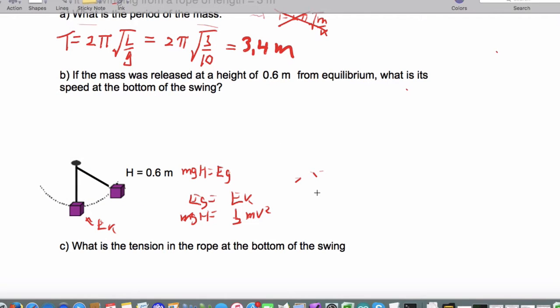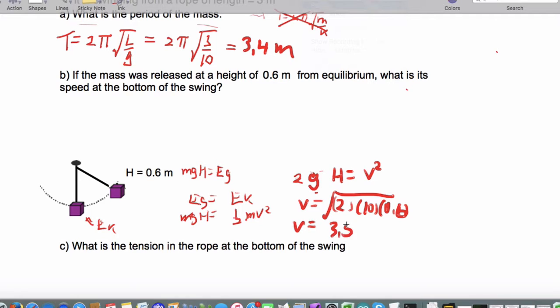The m's cancel. Let's plug in our numbers to get v. We have 2 times g times h equals v squared. And so v is going to equal the square root of 2 times 10 times 0.6. When we work that out, that ends up being about 3.5 meters per second.